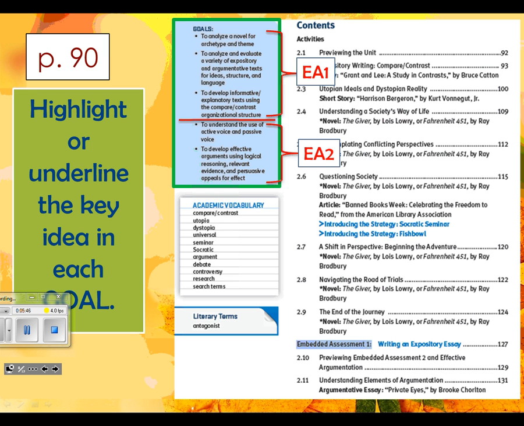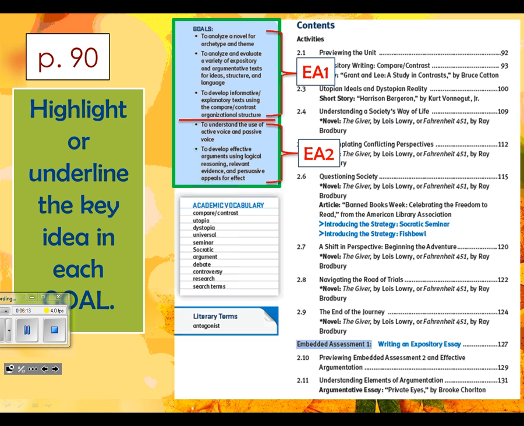And what's the novel that we'll be analyzing for this unit? Yeah, please. Right, Fahrenheit 451. So you're going to be looking at the archetype and theme of that novel. All right, Logan, could you read the second goal for us? To analyze and evaluate a variety of expository and argument text for ideas and structure. Okay, go ahead, highlight or underline.